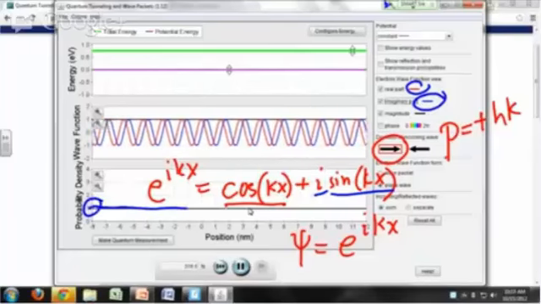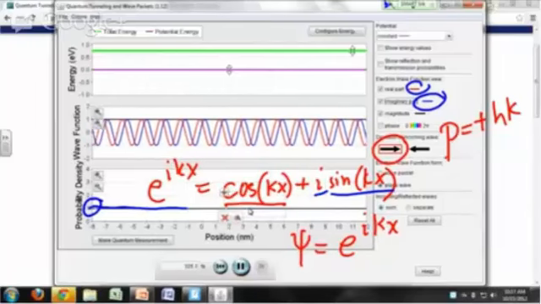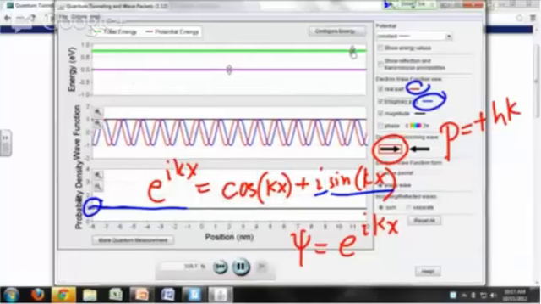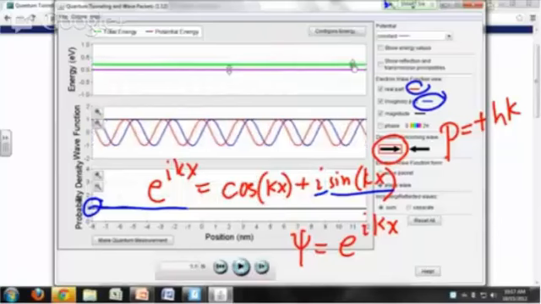All right, what happens if we were to change your energy? What happens now? Look what happened. Oops, sorry. If I'm going to drag this, what's happening?